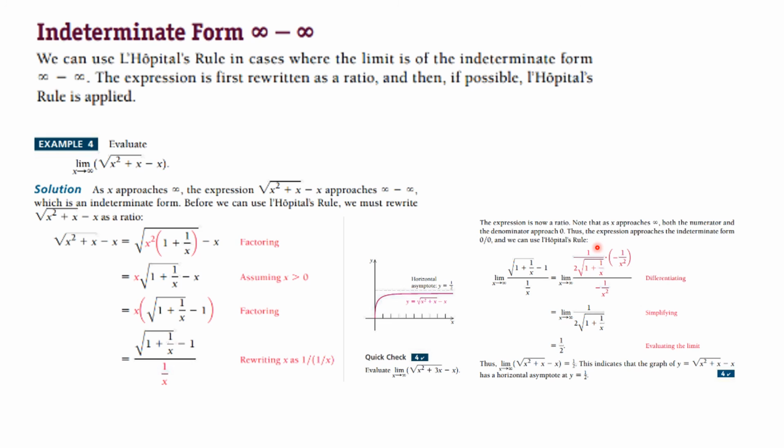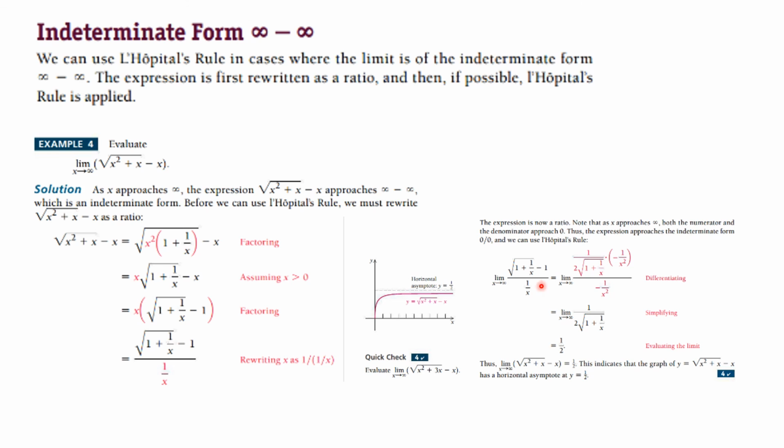Now note that as x approaches infinity, both the numerator and denominator approach 0. You see, whenever x goes to infinity, the 1 over x here, this gets close to the square root of 1. Square root of 1 is 1 minus 1. And whenever x goes to infinity, this is 0. So this is 1 minus 1 is 0. This also is 0. That means this is an indeterminate form, 0 over 0. And we can use L'Hopital's rule.